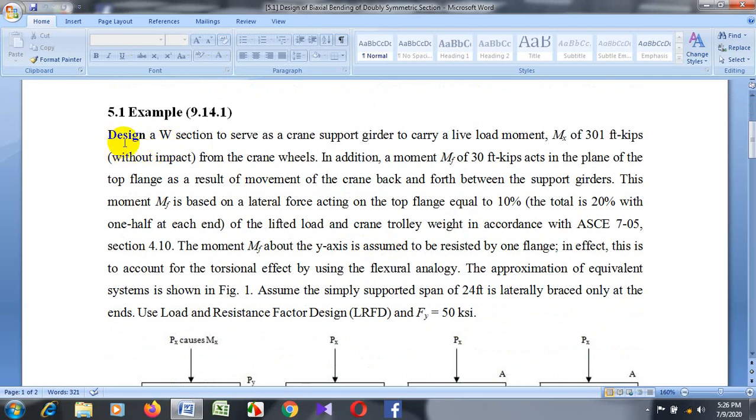The example shows how to design a W section to serve as a crane support girder to carry a live load moment of 301 feet without impact. That means when we consider impact, 20 or 25% impact must be considered in the design, from the crane wheels.